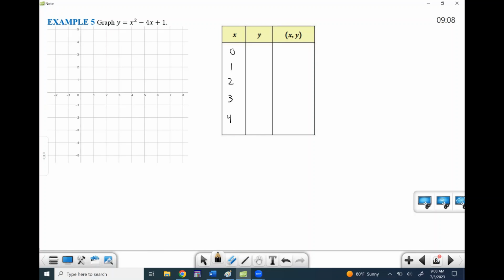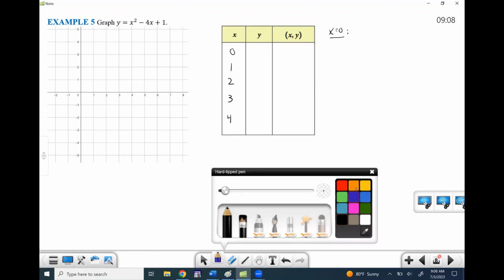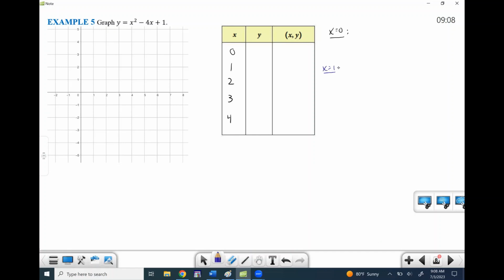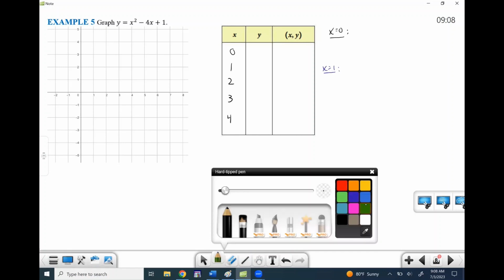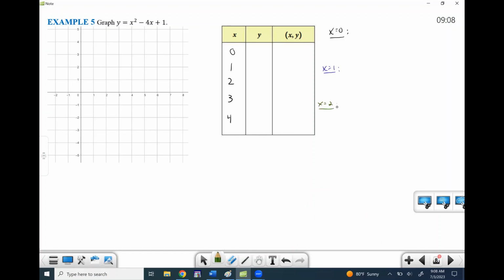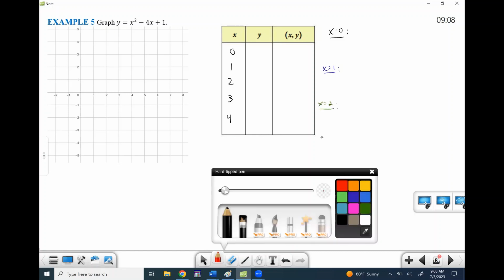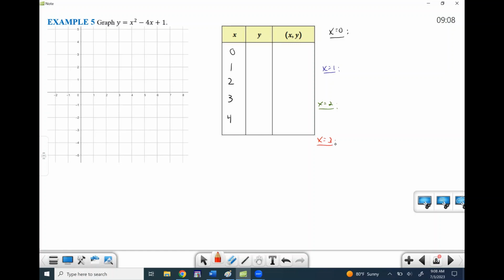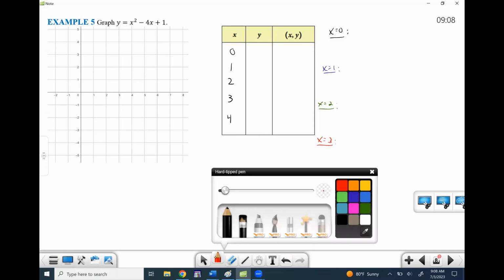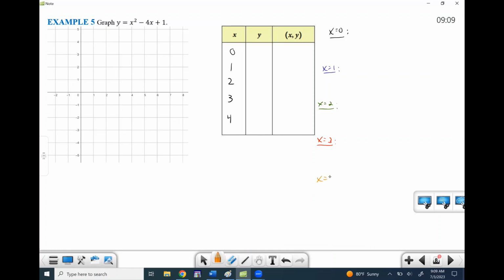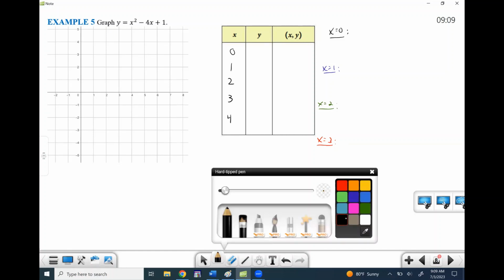All right, so I'm going to go ahead and substitute all of these in and do the math. Okay, so we're going to substitute in x equals 0. We're going to substitute in x equals 1. X equals 2. X equals 3. And our last one will be x equals 4. I'm trying to think of a color I haven't really used. Okay. All right, so let's start by plugging in 0 into the equation.